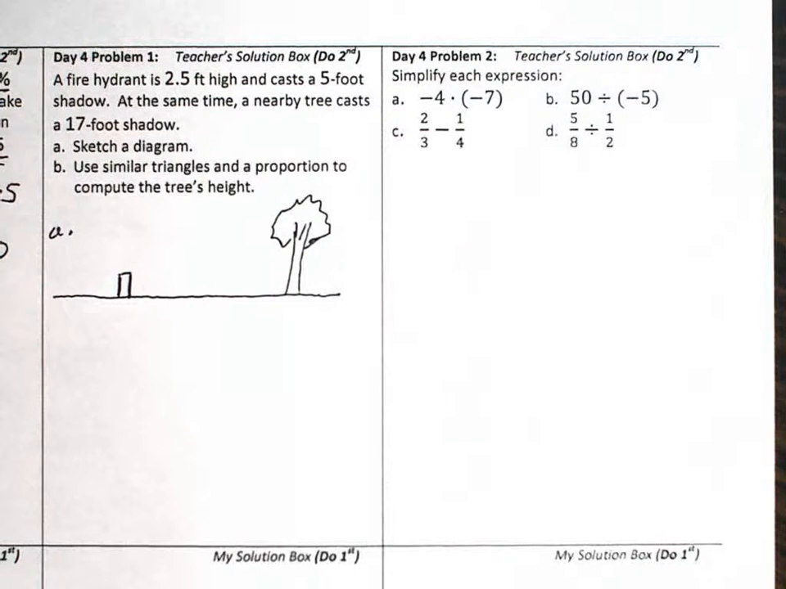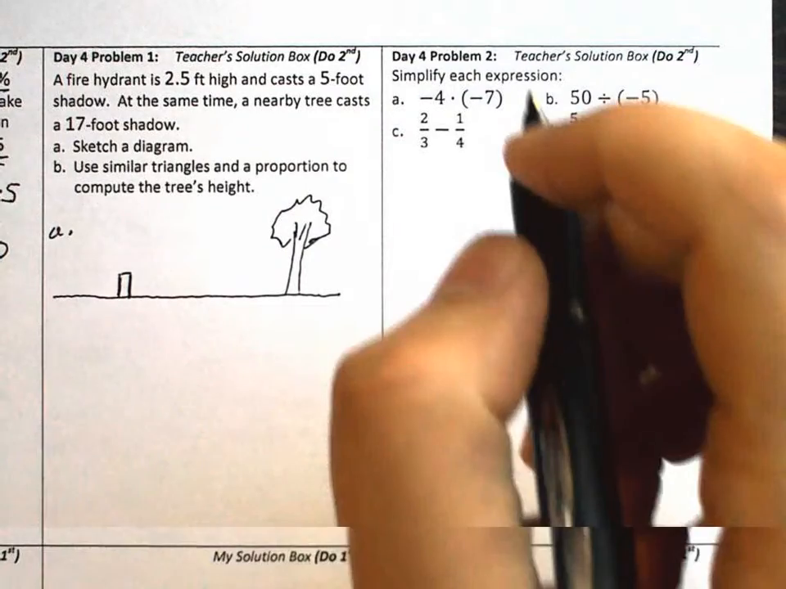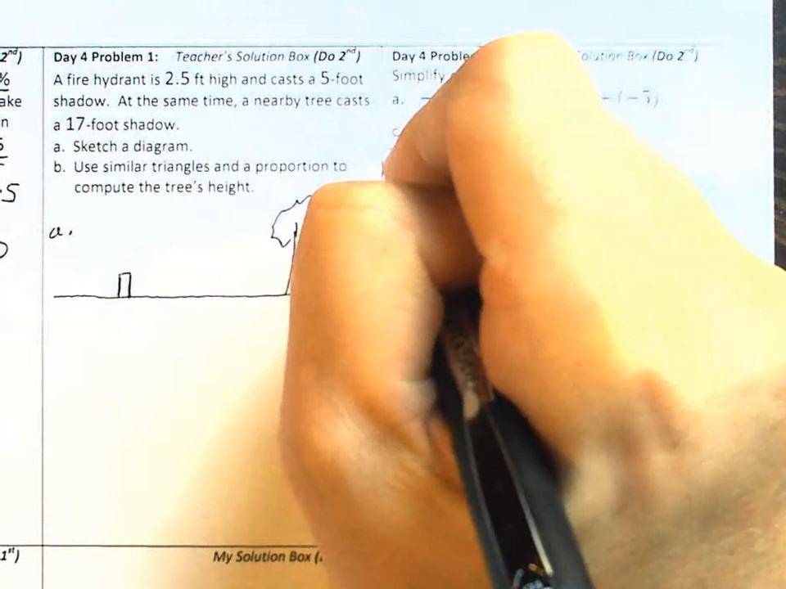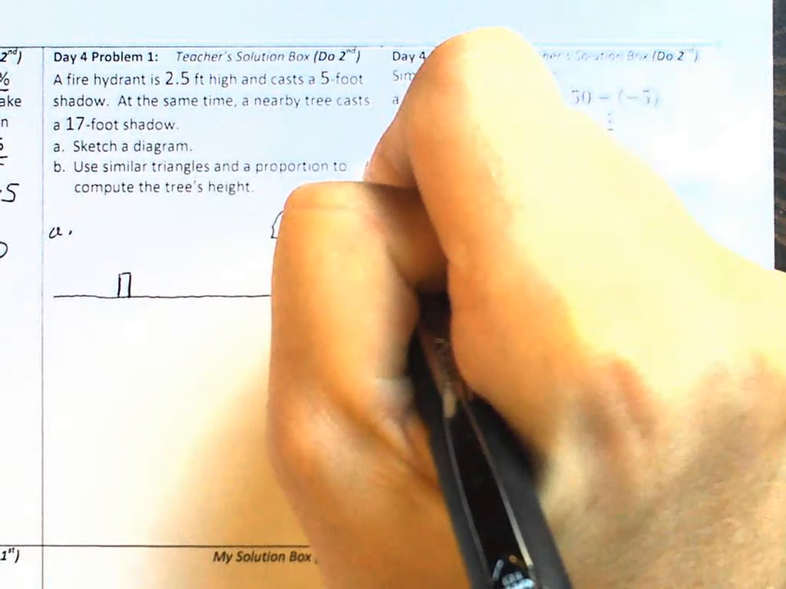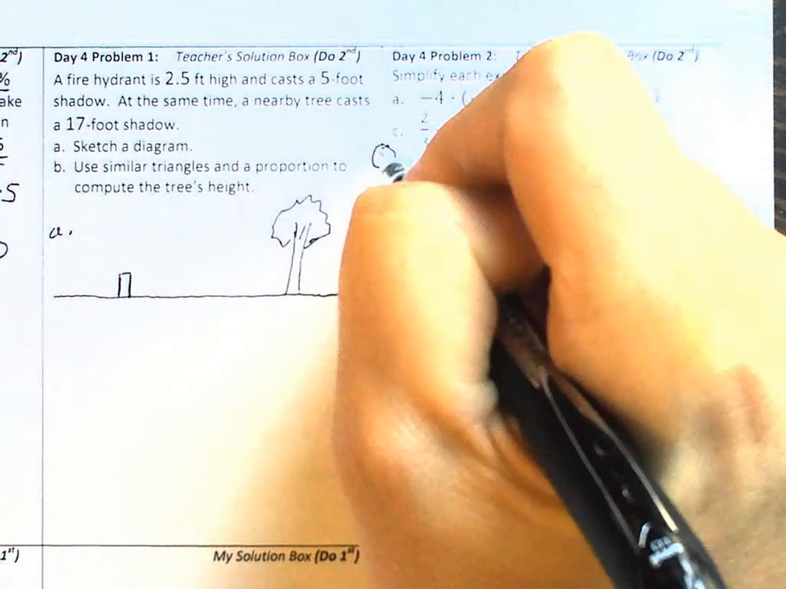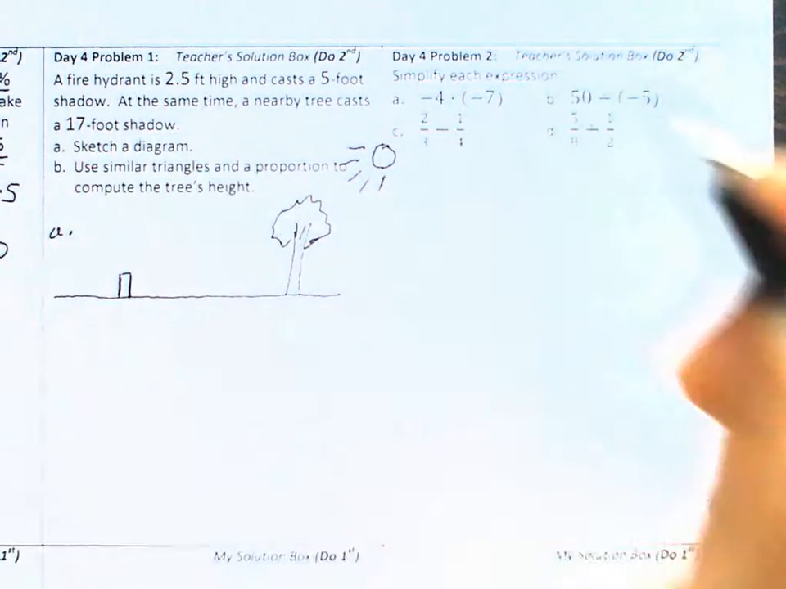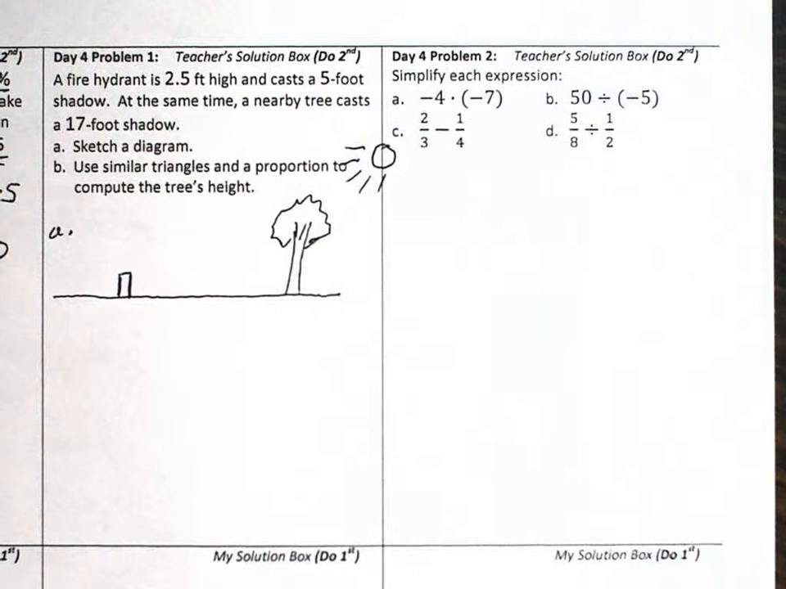For there to be a shadow, the sun has to be out. And so the sun is way up high in the sky, but to get it to fit on our paper somewhere, let's say the sun is up here in the sky. And from the sun, there are the sunbeams coming out, right? Sun rays are shooting out from the sun.